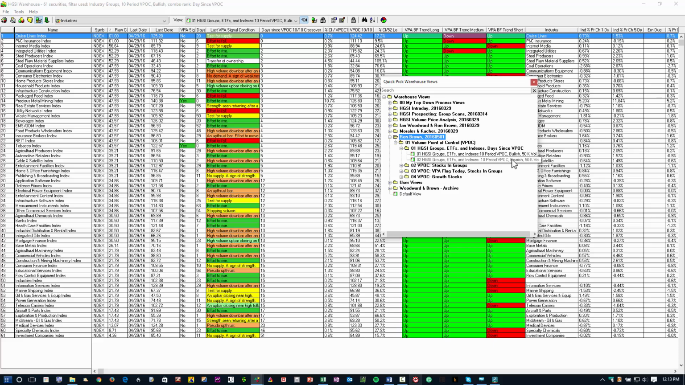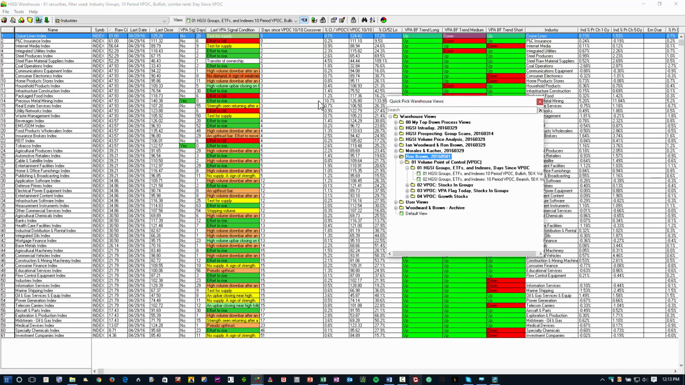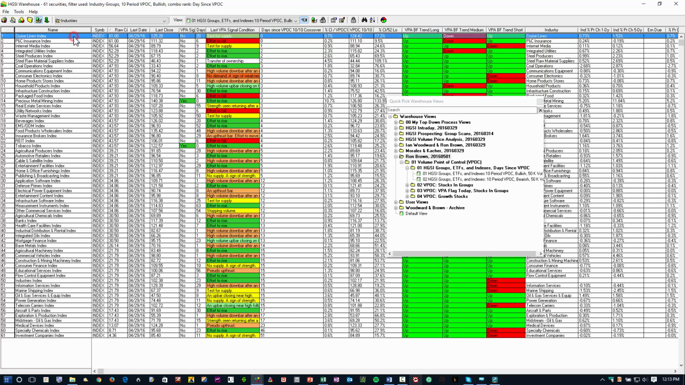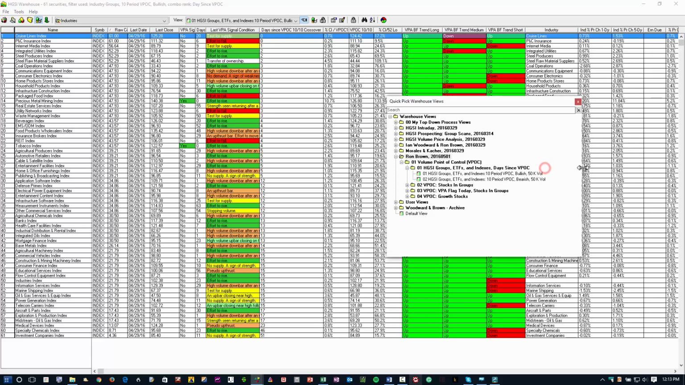I didn't put crossover in there because I thought it would be kind of lengthy, but you'll see what I mean right here. Now, I am in the industries group right now, and you can see, looking at this column right here, this is the days since the volume point of control 10-10 crossover. You can see on the cruise line index and the PC insurance index that they crossed over today, and they crossed over to the upside because this is the bullish version.